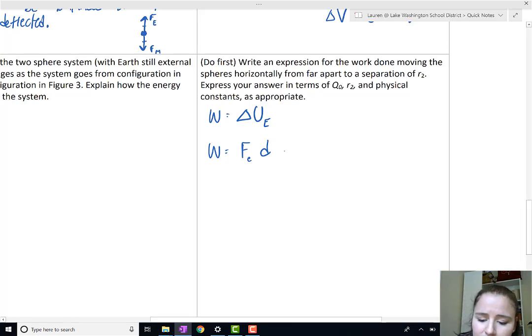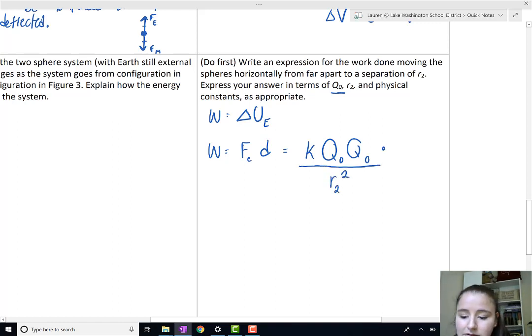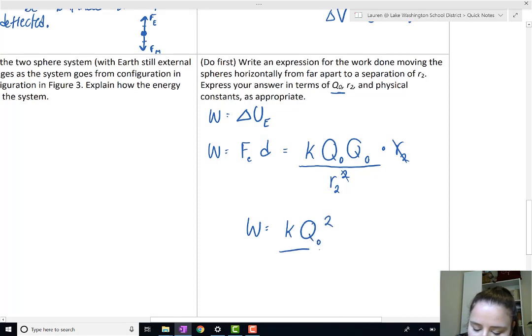So the force electric equation is K, they both have charge Q naught, so we have Q naught squared over that distance, which will be R2 squared, times the distance, okay? And the distance that they get moved to is R2. That's where it's going to have its max amount of energy. You could think of it as moving from that distance to really far apart. So that cancels out with that, and we're left with the work being K times Q naught squared over R2.